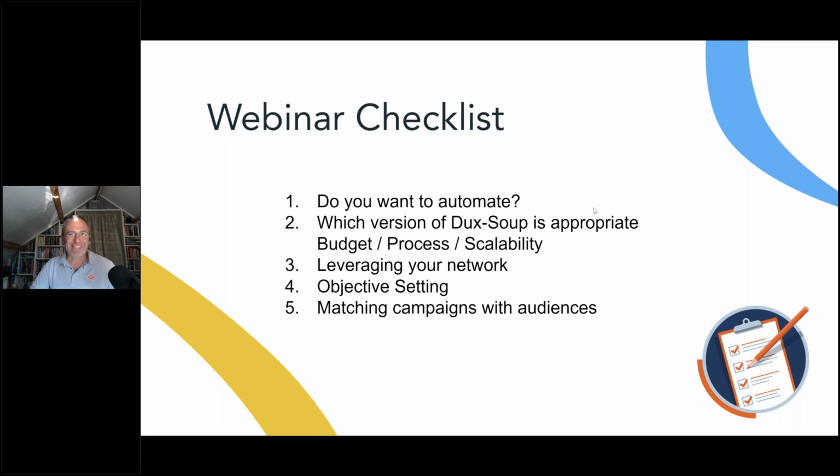The checklist for today, quite a lot of talking now. Do you want to automate? How can you leverage this amazing platform that is LinkedIn with a huge amount of data, huge number of users, phenomenal resource, lots of influence, lots of people in influential positions, lots of decision makers. It is the go-to place for lead generation. Which version of Dux-Soup is appropriate for you? The Pro version, the Turbo version, the Cloud version?